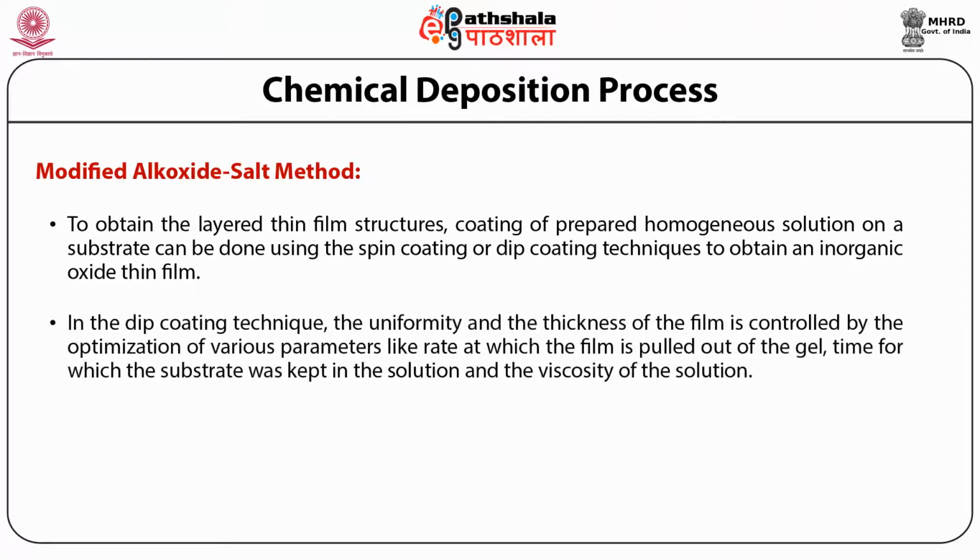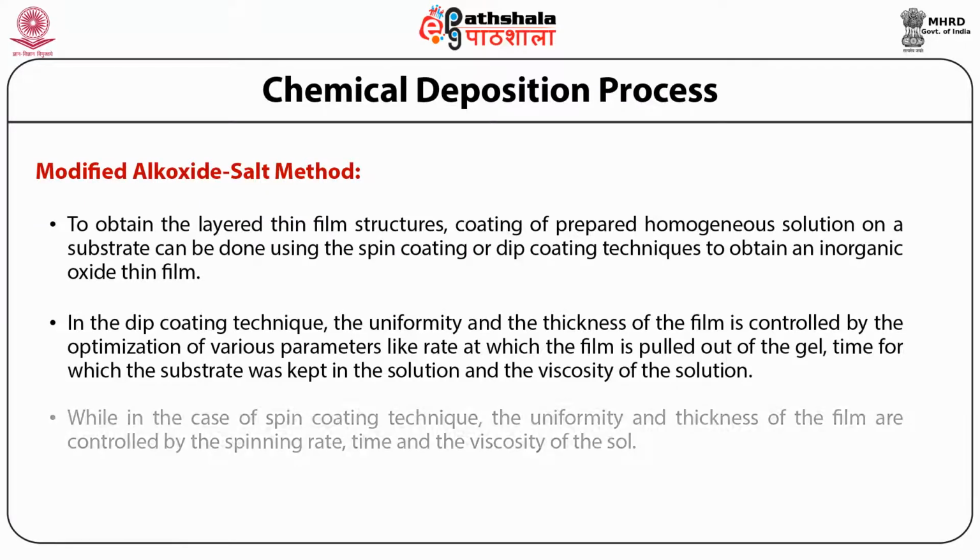Now in the dip coating technique, the uniformity and the thickness of the film are controlled by optimization of various parameters like the rate at which the film is pulled out of the gel, the time for which the substrate was kept in the solution, and the viscosity of the solution. While in the case of the spin coating technique, the uniformity and thickness of the film are controlled by the spinning rate, the time, and the viscosity of the sol.